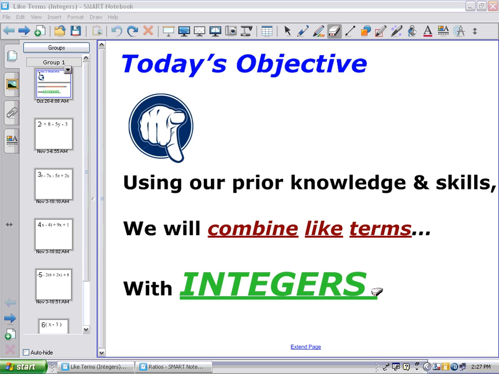Welcome to another installment of Math Basics, Mr. Besh. Today what we're going to do is combine like terms with integers. I'm going to walk you through 5 examples step by step.